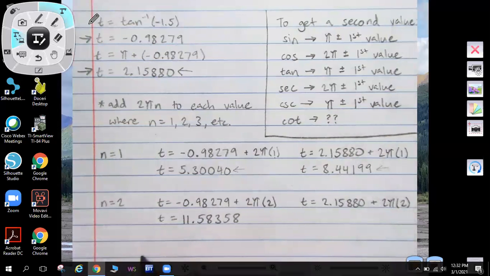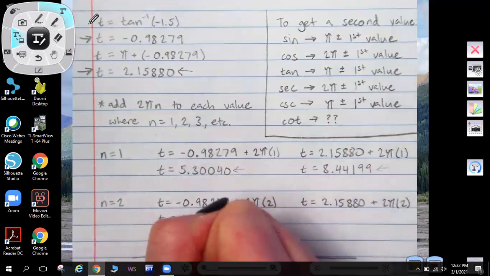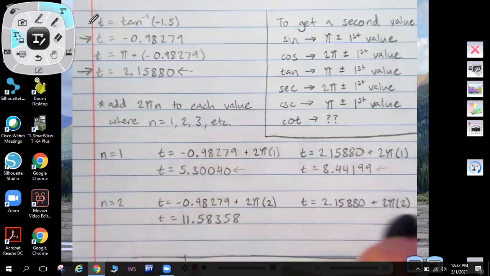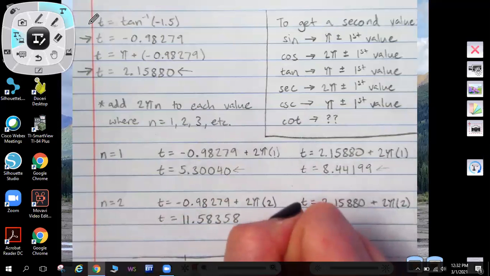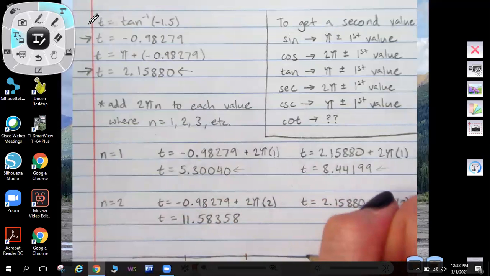So on our number line, we have 2.15880, then 5.30040, and 8.44199.